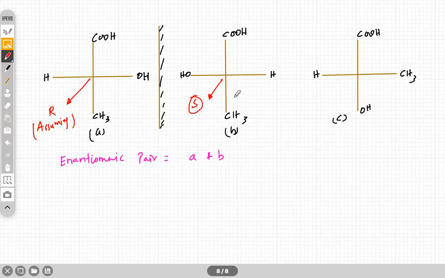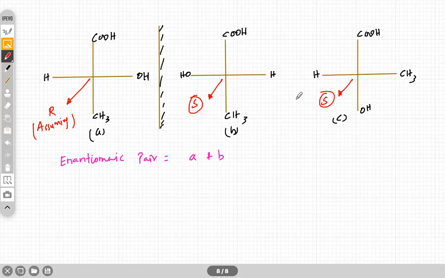This one is S, because if you compare from this one, if you exchange OH and CH3, yes, so fine, not an issue. You can take this also as a reference molecule. How do you get this one from this? From the first one, from A, how do you get C? By exchange of OH and CH3? So one exchange we have. So if it is R, this must be S.